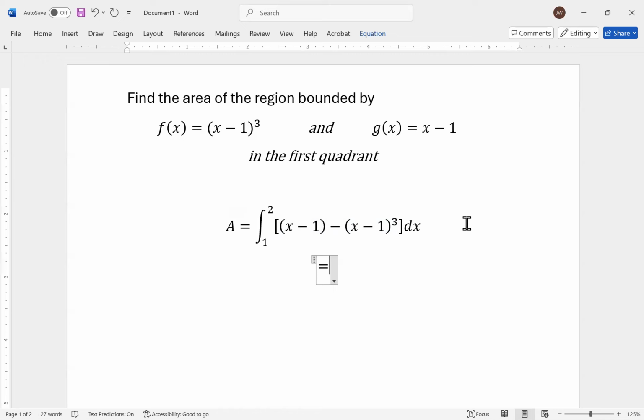We can do this by hand if you wanted to expand the x minus 1 to the third out and then combine like terms. But I typically don't do it by hand. I just write it into the calculator using the definite integral feature of the calculator. And that becomes 0.25 or 1/4. So the area that I was looking at in that first quadrant was 0.25. And that's the setup.